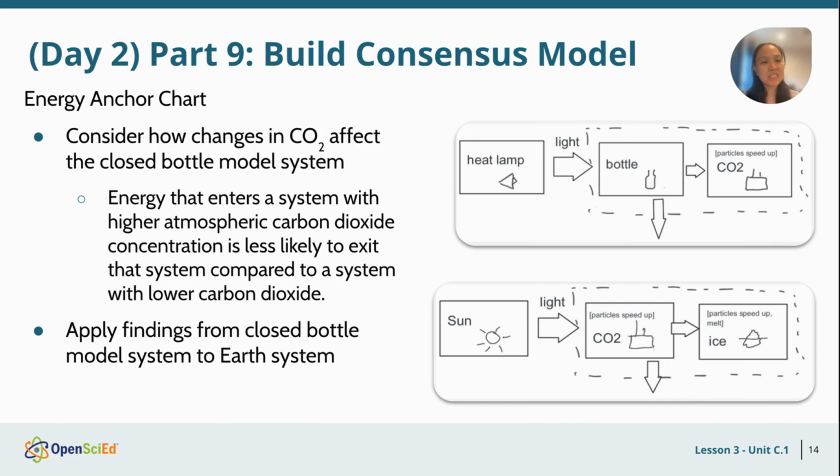In part 9 of lesson 3, students practice using the energy transfer rules to visualize how carbon dioxide as matter could affect the flow of energy in the closed water bottle system. They then apply these findings of higher atmospheric carbon dioxide concentration somehow reducing the energy exiting the closed system to the Earth system.